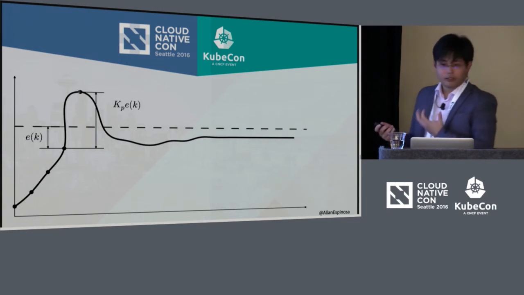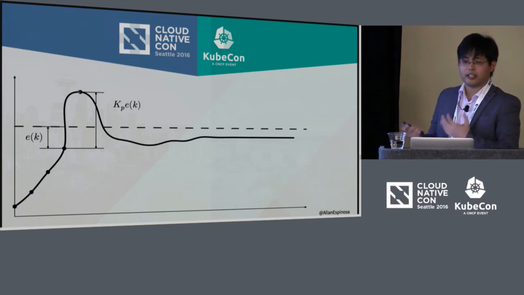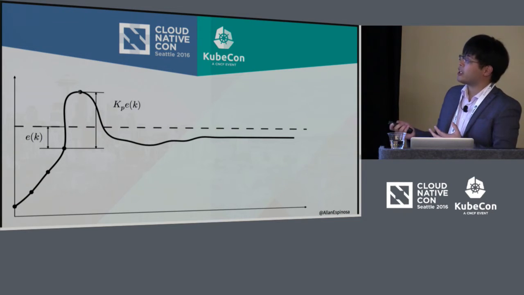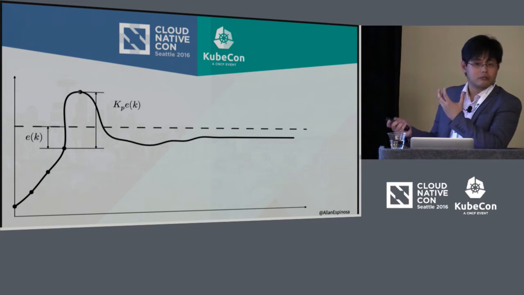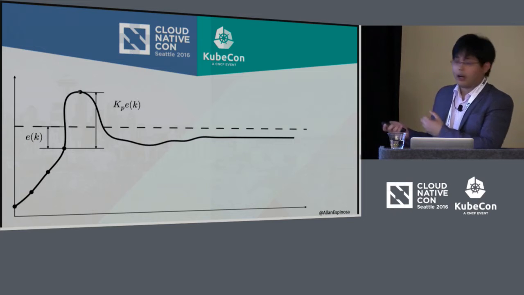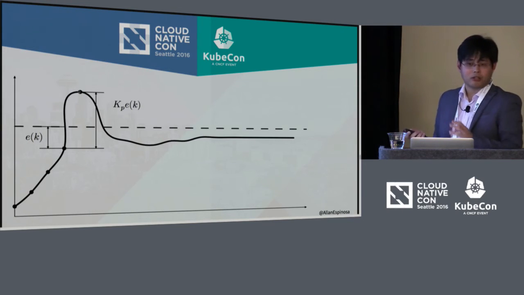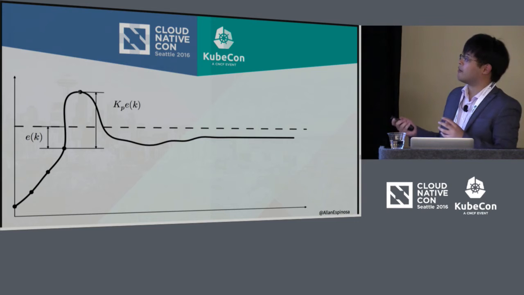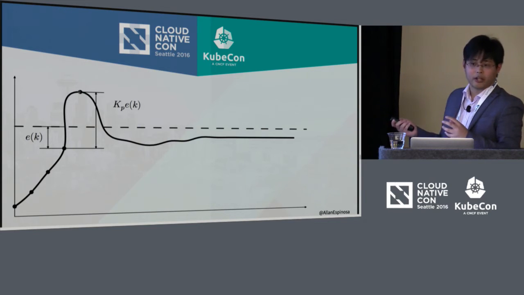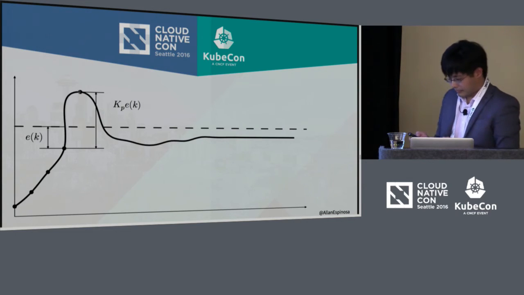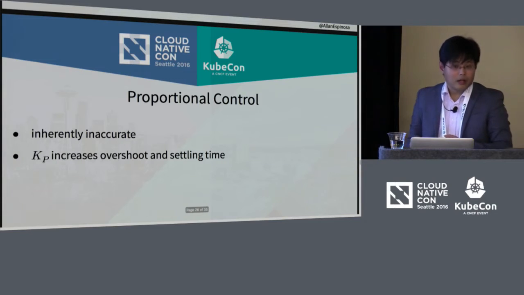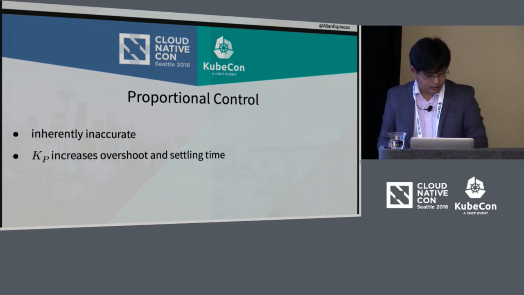This controller has certain properties. The higher you set your proportional gain, the more overshoot you'll have, but you can settle down faster. But proportional controllers have a limit of having a large error margin in the end. So the value will settle, but it's a bit off your target.